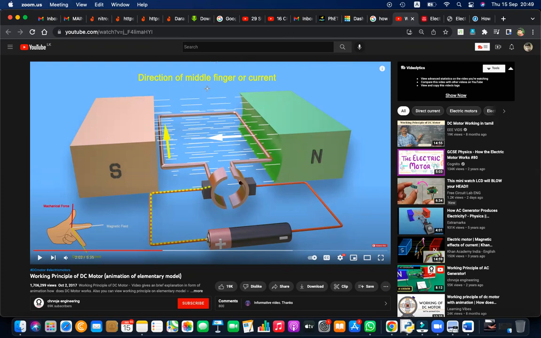First I'm using the yellow color arrow and showing the direction of current, right? If the direction of current is this direction, then the magnetic field will be in which direction? South to north or north to south? Magnetic field. South to north. Then magnetic force. Downwards. Yes. Downwards. Magnetic force.